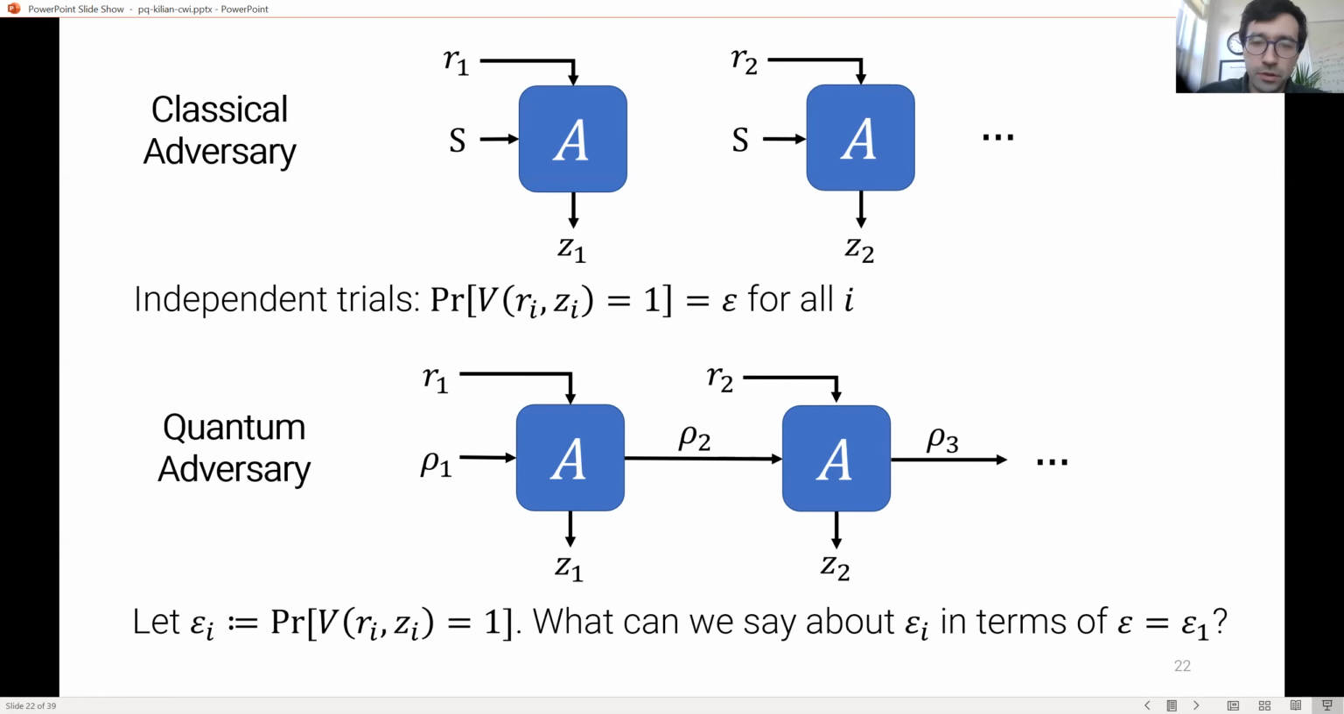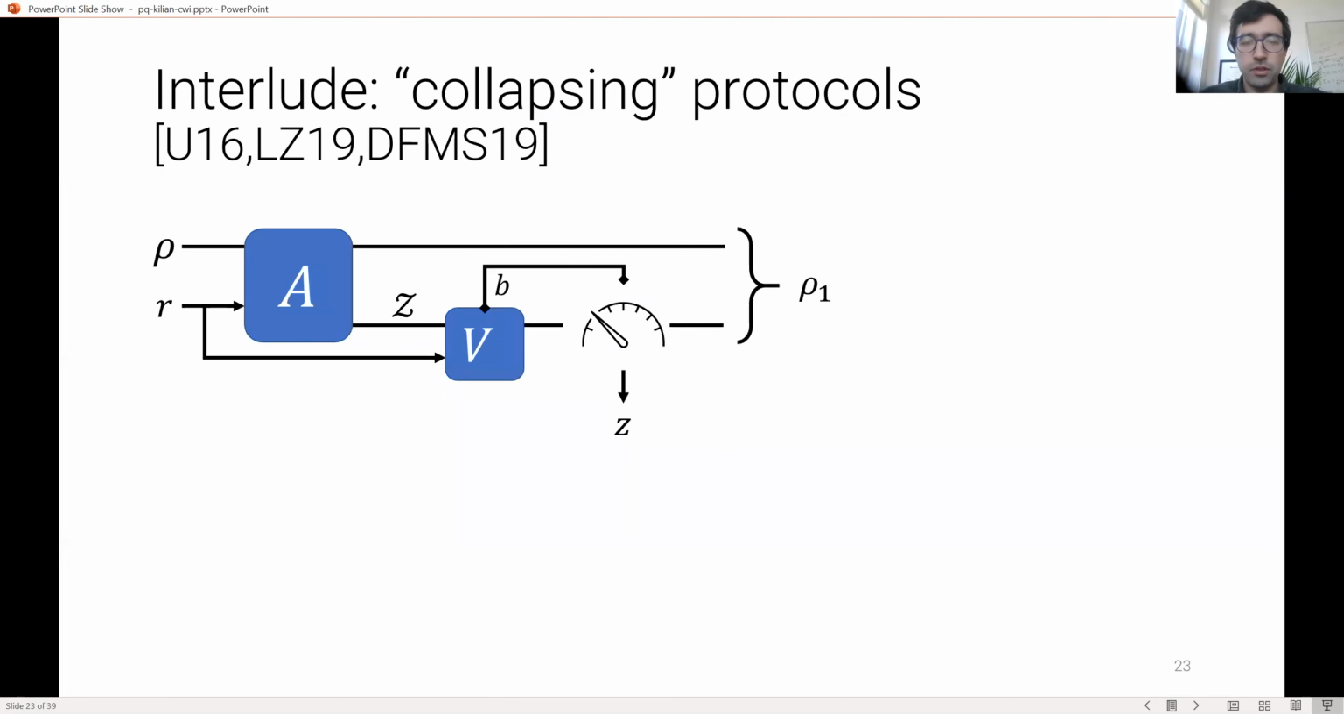Obviously these trials are not independent, because the state is carried between them. So the question is, if we look at the success probability of each trial, epsilon I, what can we say about epsilon I in terms of epsilon 1? In order to talk about this, I'm going to have to introduce a little bit more cryptography.